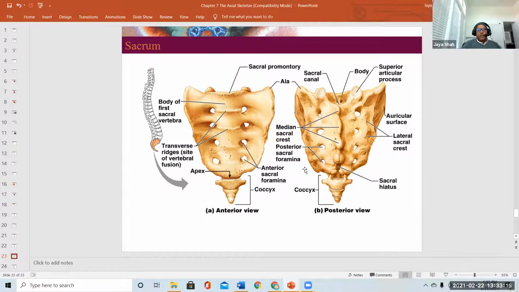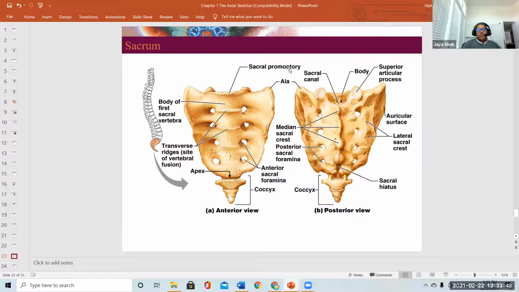So here the sacral bone has the upper part. This is called the sacral promontory. Then the body, first vertebra, second, third, fourth, and you see there are also holes. These are called the sacral foramina, and these foramina are for the spinal nerves going out. You can see from the posterior, and this is the wall of your pelvic cavity.